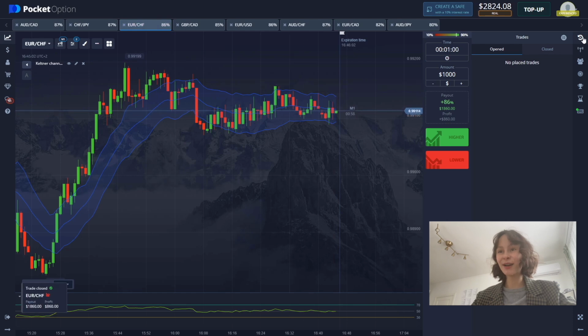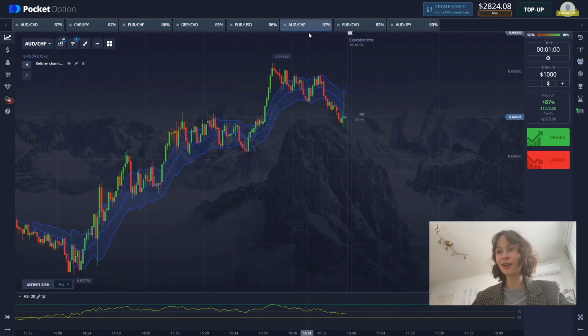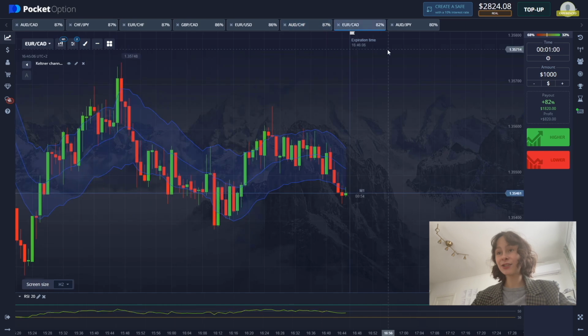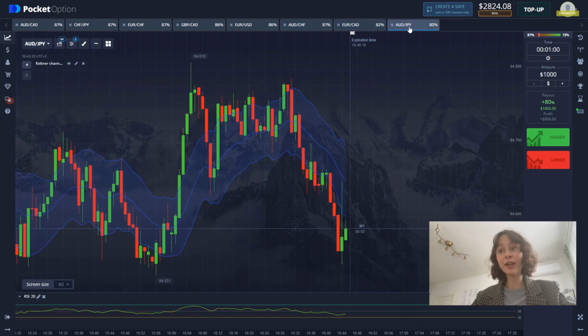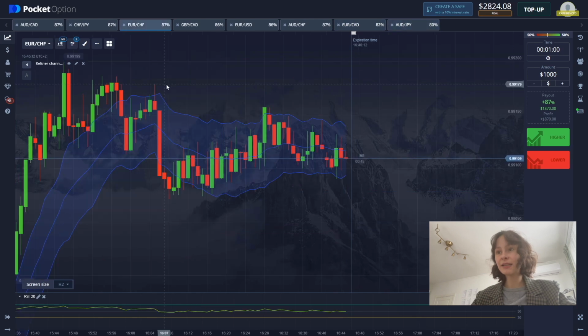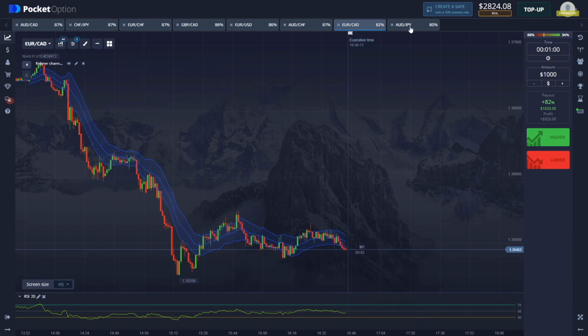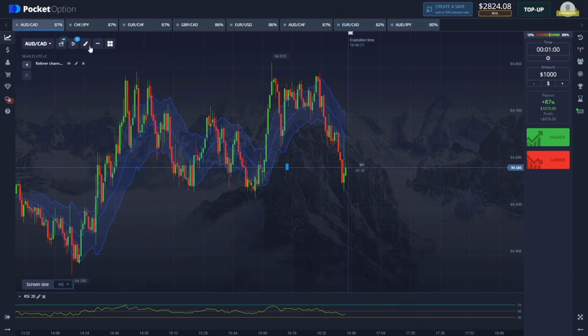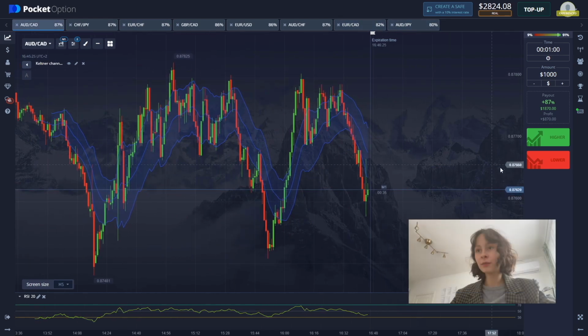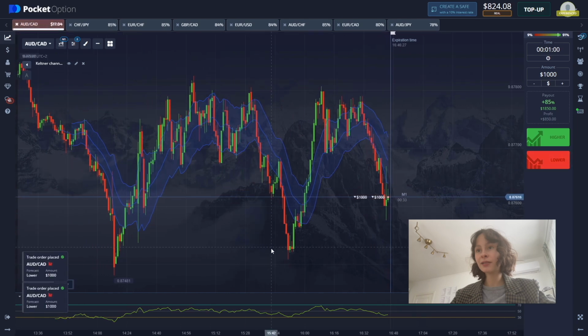On the deposit, we have $2,800. Let's continue our trading. Choose the next currency pair for the most favorable entry. Continue our analytics. So what do we have here? Here we will be opening to sell.